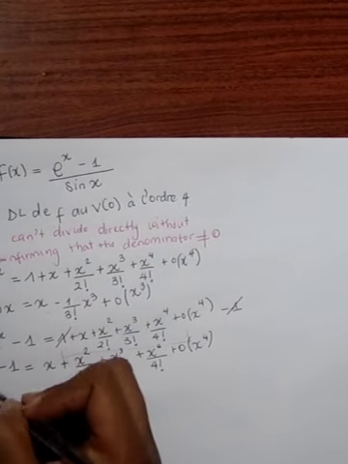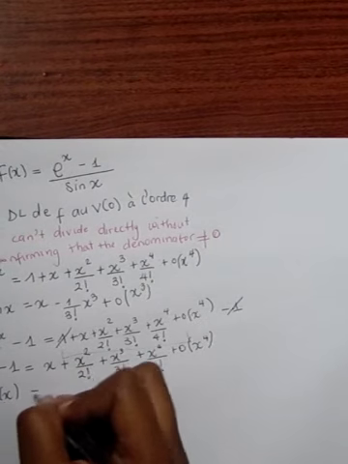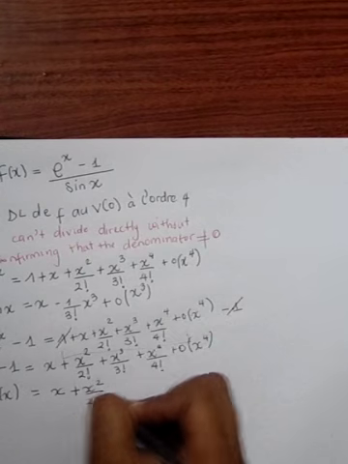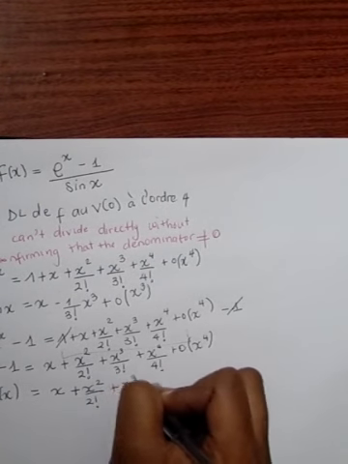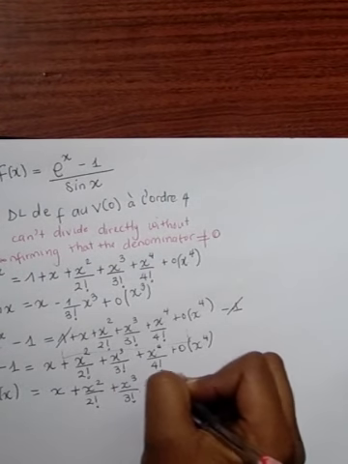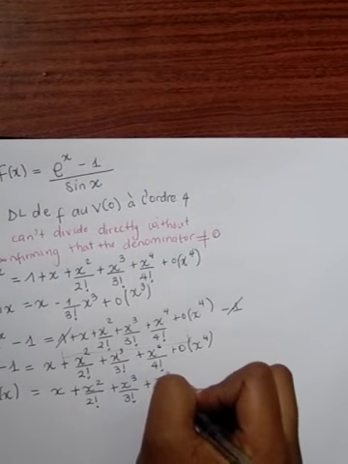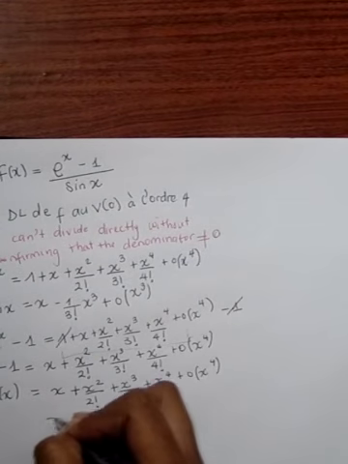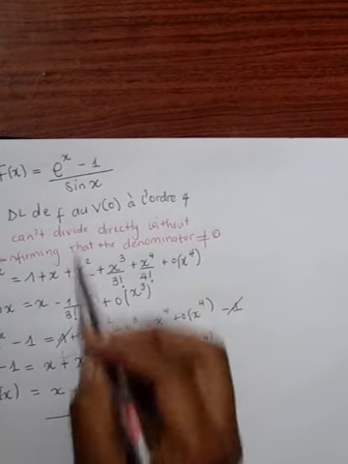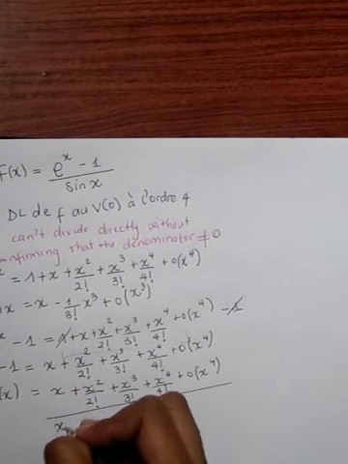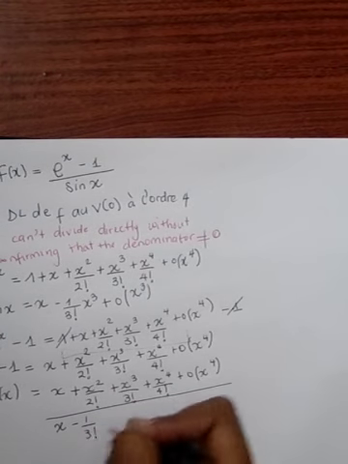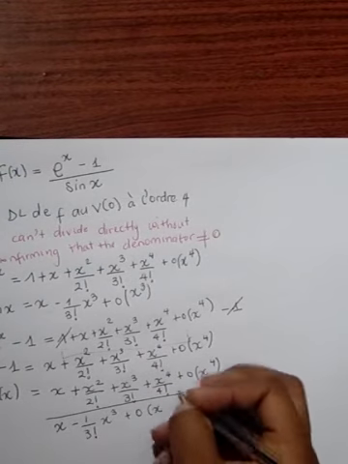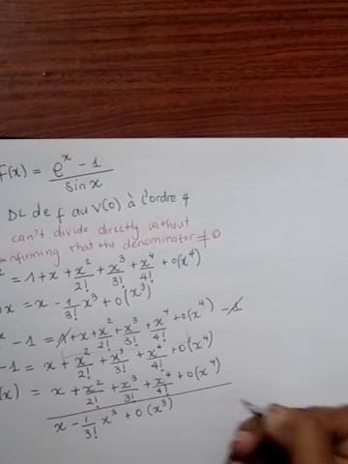So finally, our f of x will now be equal to x plus x raised to the power of 2 over 2 factorial plus x raised to the power of 3 over 3 factorial plus x raised to the power of 4 over 4 factorial plus petit o of x raised to the power of 4, all over our DL of sinus x, which is this right here: x minus 1 over 3 factorial x raised to the power of 3 plus petit o of x raised to the power of 3.